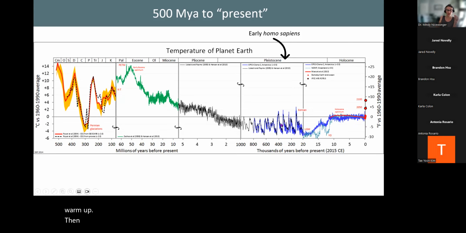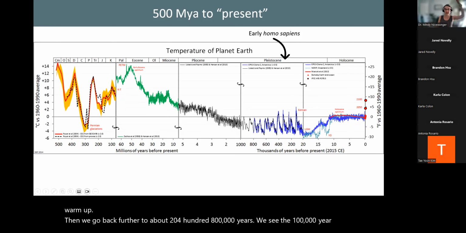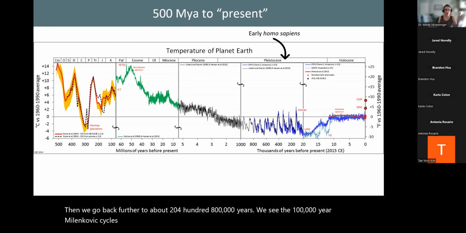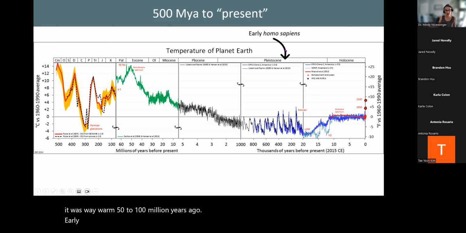Then we go back further, to about 200, 400, 800,000 years. We see the 100,000 year Milankovitch cycles going from cold to warm. Then we go back further in time, and we can see that it was way warmer 50 to 100 million years ago. Early Homo sapiens came around about 230,000 to 240,000 years ago. So for most of Homo sapiens' evolution, the Earth's climate has been quite cool.